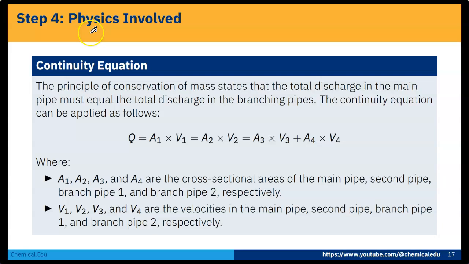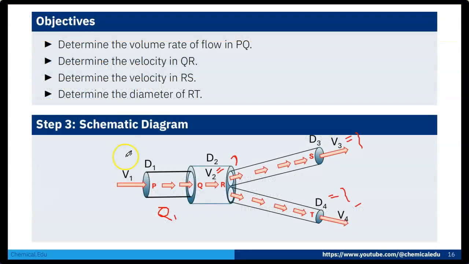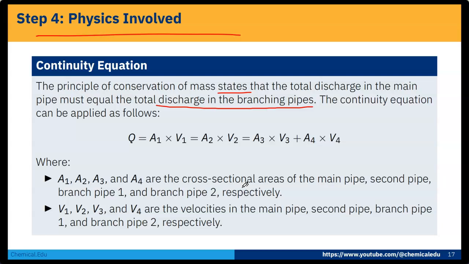Now, what is the physics involved here? The continuity equation. The principle of conservation of mass states that the total discharge in the main pipe must be equal to the total discharge in the branch pipes. Whatever mass comes in is equal to the mass that comes out. Whatever mass comes in here will be equal to the mass going out through this branch pipe plus this branch pipe. That is actually the continuity equation.